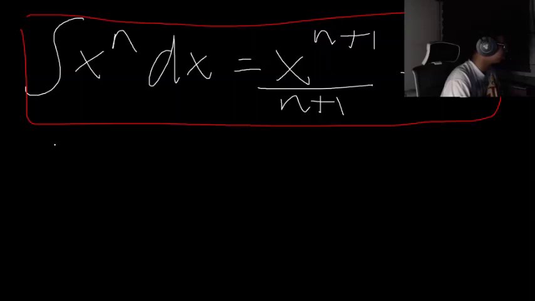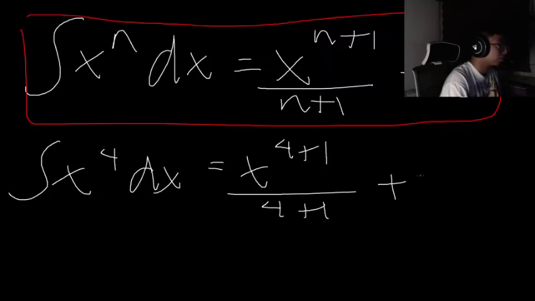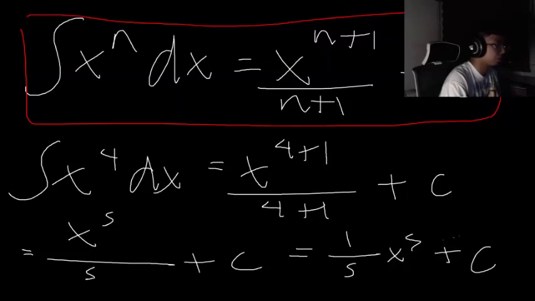So let's say we have x raised to 4 dx. So it is equal to x raised to 4 plus 1 divided by 4 plus 1 plus c, which is equal to x raised to 5 over 5 plus c, or which we can write as 1 over 5 x raised to 5 plus c. There we go. There we have it. Now, I will give some more examples for you to understand more.